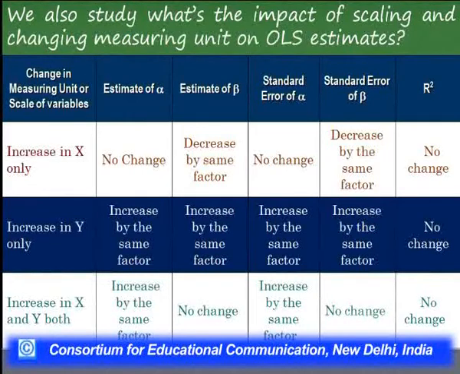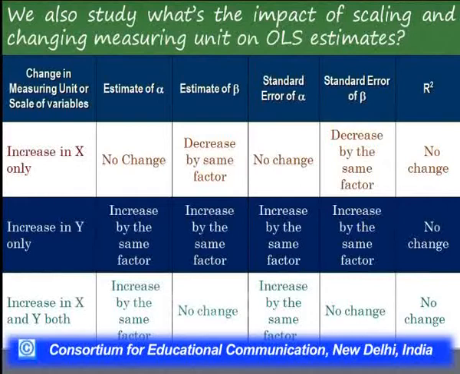If there is an increase in X, the estimate of alpha has no change, the estimate of beta decreases by the same factor, the standard error of alpha has no change, the standard error of beta is decreased by the same factor, and in R square there will be no change. Followed by, if there is an increase in only Y, this leads to an increase by the same factor in each of the estimates and standard errors. So that means for R square, there will be no change.